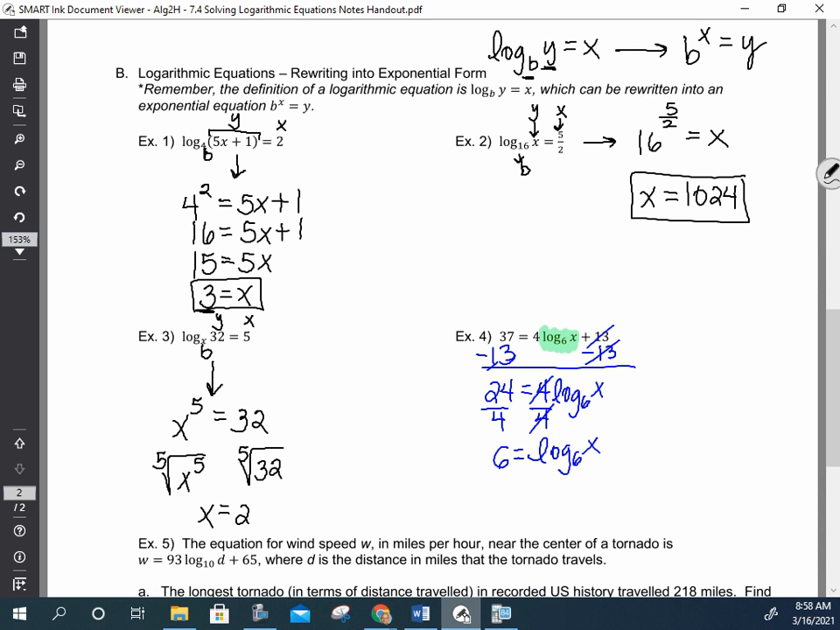Now that the log is by itself, now we can go ahead and do a rewrite. 6 is the base. The x is where the y should be. The 6 is where it's in the x position. So 6 to the 6th power equals x. So there's going to be some big, gargantuan, ridiculous looking, fantastic number. 46,656.